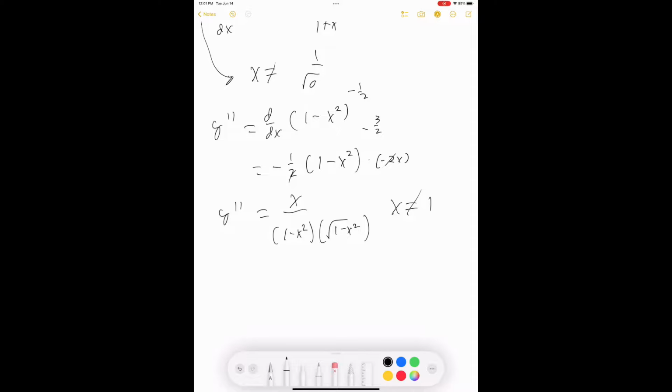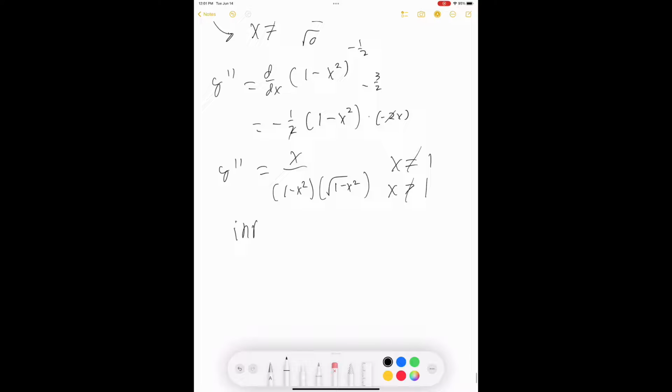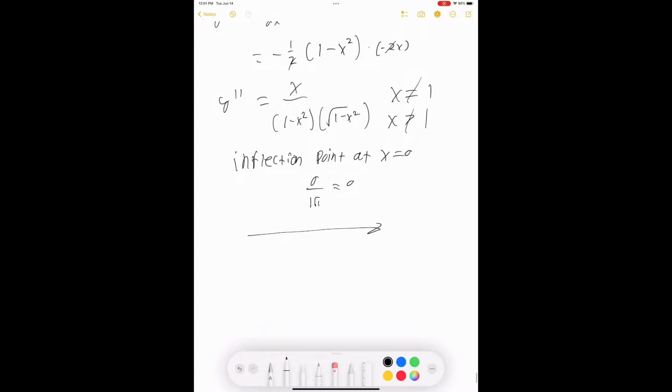Now, once again, we could see that x cannot be greater than 1, right? Because that's going to give us, again, a negative in our square root. So we also know that we have an inflection point at x equals 0, right? Because 0 over all that nonsense is going to give us 0. And I think we're just about ready to write down our function once we figure out the concavity here.